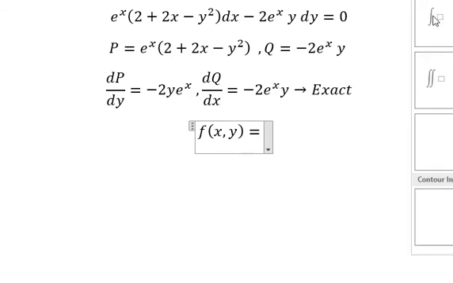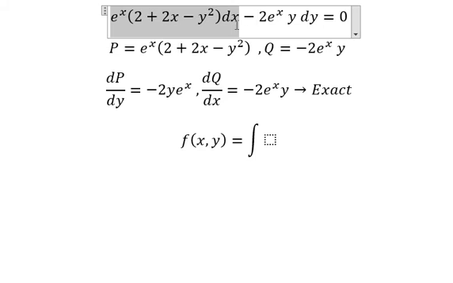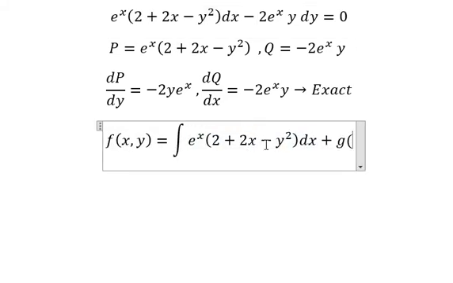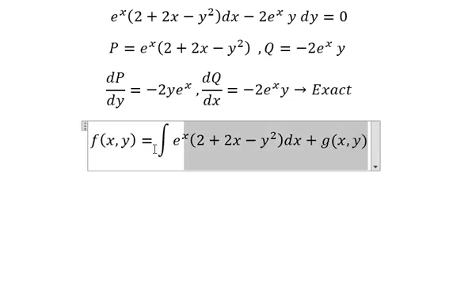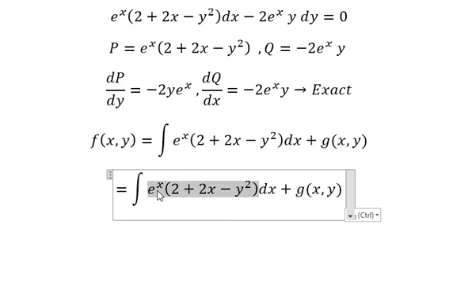f(s,y) equals to the integration. So I need to select about this one plus 3sy. So e to the power of s multiplied by number 2s and y square.